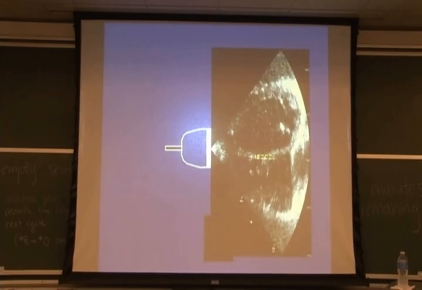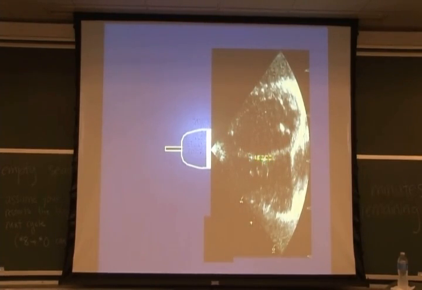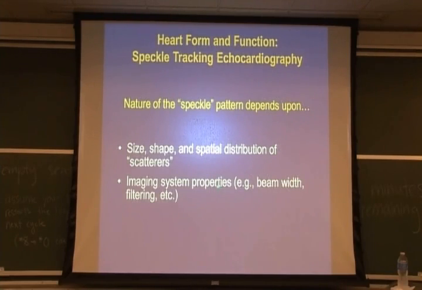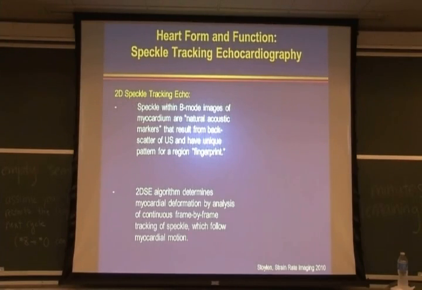So this is what the speckle is, and this is what it looks like in a heart. You can see the different brightness and darkness. These are the little speckles you can see all along there, and these are the different patterns which we come to recognize. It is, of course, defined by the size, shape and spatial orientation of the scatter, and the imaging system used, like beam width and filtering and others, can affect it. And there lie the pitfalls in measuring the speckle when we track it.